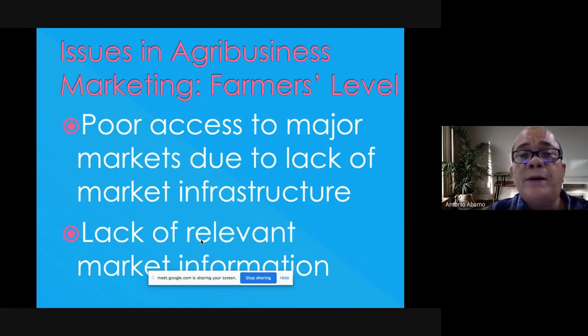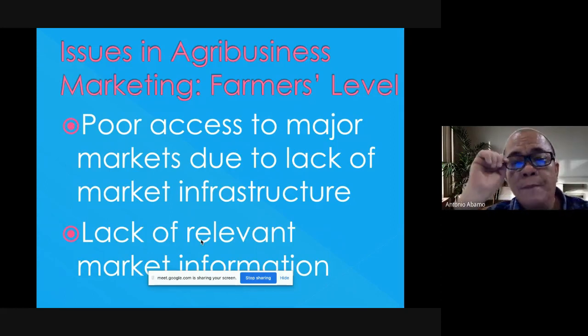Lack of relevant market information. Maybe farmers are denied access, if not have no access, to market information. That's something else. This access will be provided by the government through strategic market information, assisting them.